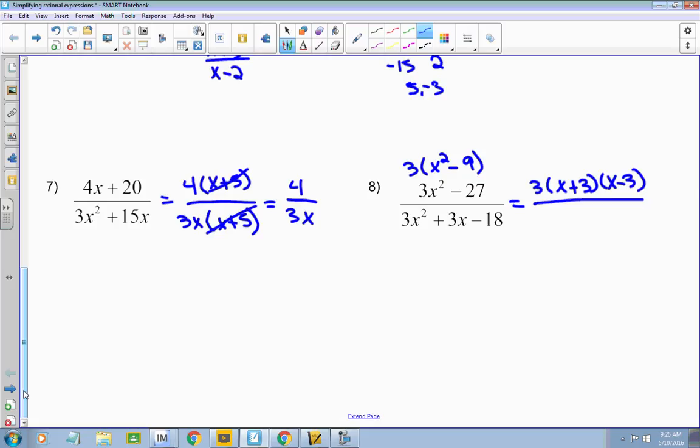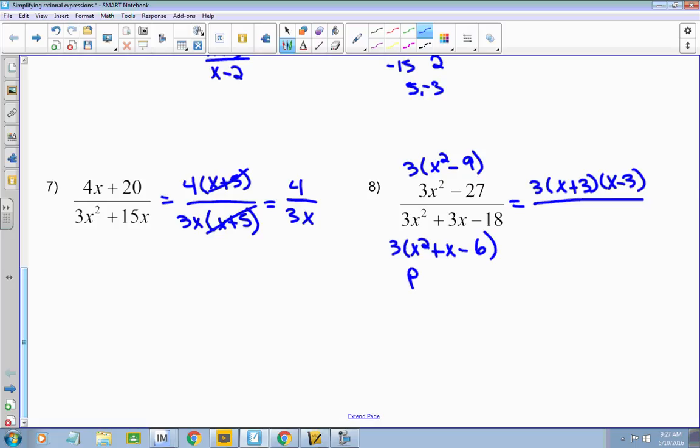What do I notice about the bottom? Can I do anything there? I could factor out a 3. Now I'm going to show you how to do it this way, and then I'm going to show you something else here in just a minute. I can factor out a 3, which is going to give me x squared plus x minus... what is that supposed to be? 6.